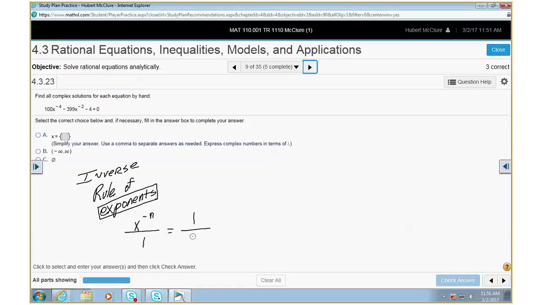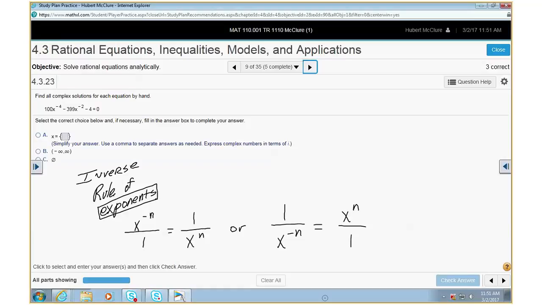Thank you. If I have a negative exponent in the denominator, what do I do? Flip it, Hubert. And that gives me a positive exponent. So, those x's, now let me ask you a question. Is that 100 to the negative exponent? No. Is that 399 to the negative exponent? No. What's the only thing that's to the negative exponent?